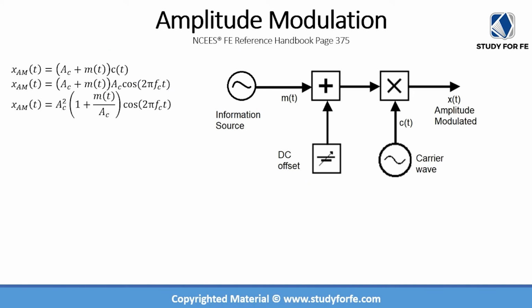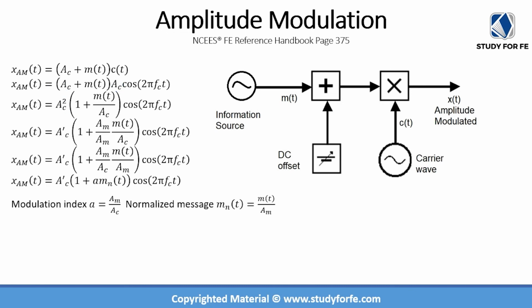And in the next step, I'm basically repeating the same process. I extracted AC out of this bracket. That basically gives me AC times AC. Okay, so you already have one AC. When you extract this AC out, then you will end up with AC square. Okay, and within the bracket, you have 1 plus M of t divided by AC, and then you are left with the cosine over here. Now you can see that this is no longer AC, all right, and this is AC square. So that's why in the NCEES reference handbook, potentially, they have identified it as AC dash. Okay, so it's like a new AC or a modified version of the original AC.